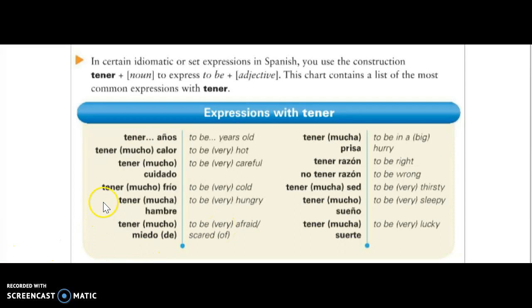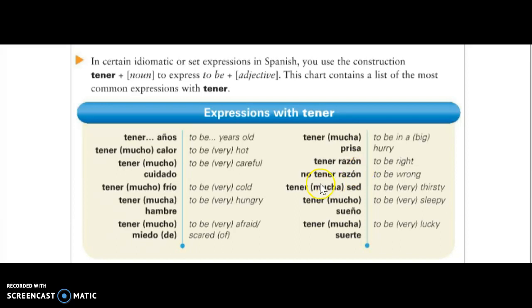So let's read through them together. Tener años, tener mucho calor, tener mucho cuidado, tener mucho frío, tener mucha hambre. And you obviously do not have to use the mucho or mucha. That is just how you express something if you had a lot of it in that given circumstance. Tener mucho miedo de, because you are scared of something. Tener mucha prisa, if you're in a big hurry.